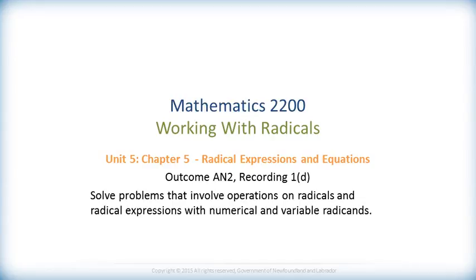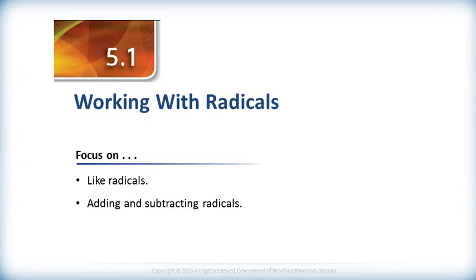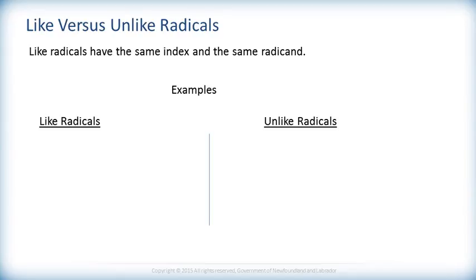Well, we finished off this section with recording 1D on working with radicals for Unit 5, Chapter 5 of Mathematics 2200. We focus here on like radicals and adding and subtracting radicals. Like radicals have the same index and the same radicand. For example, 5 times the square root of 3 would be like 6 times the square root of 3. They would be considered like radicals.